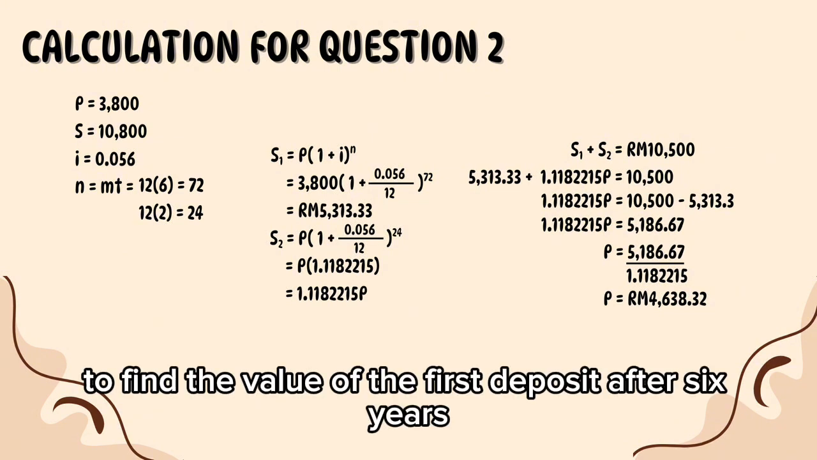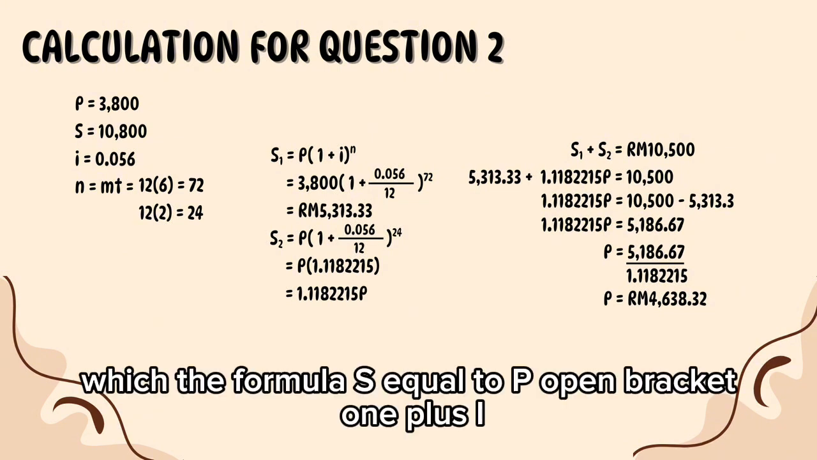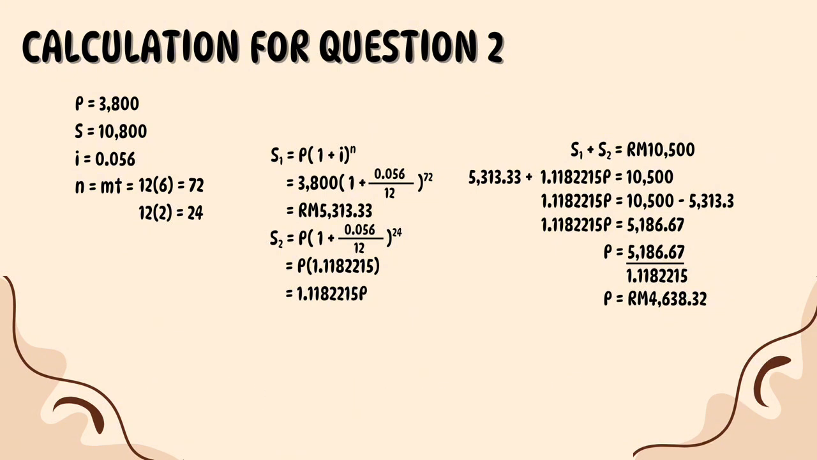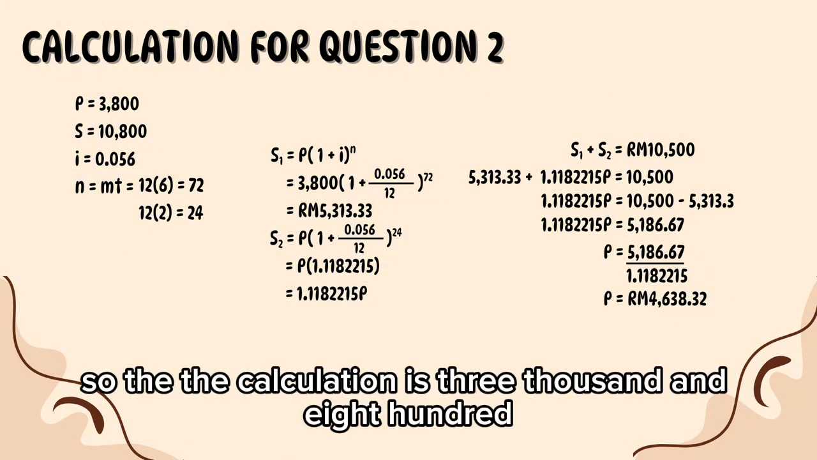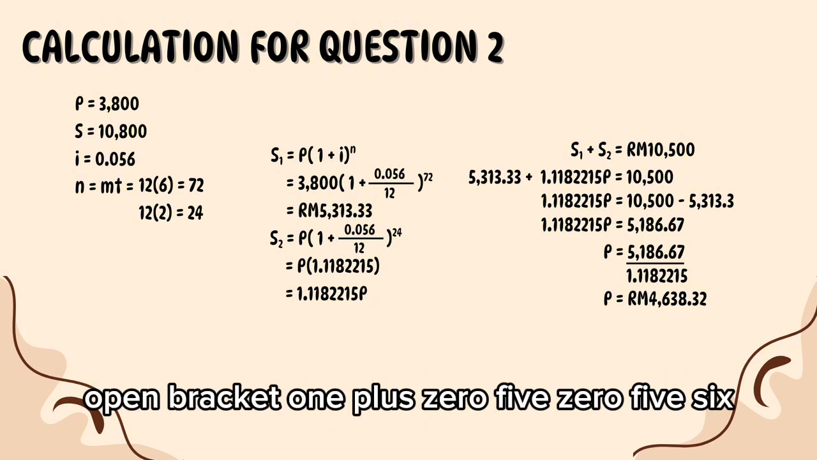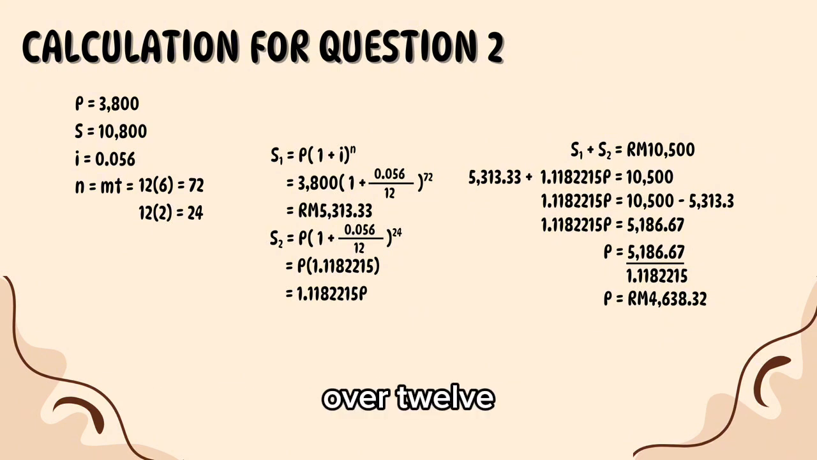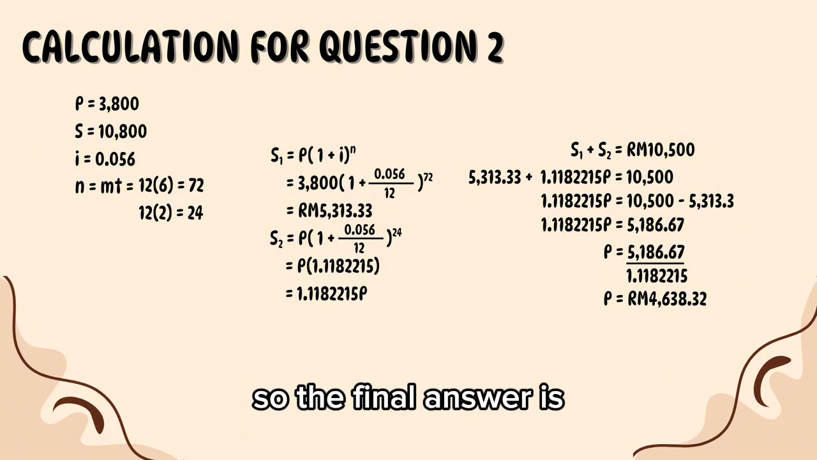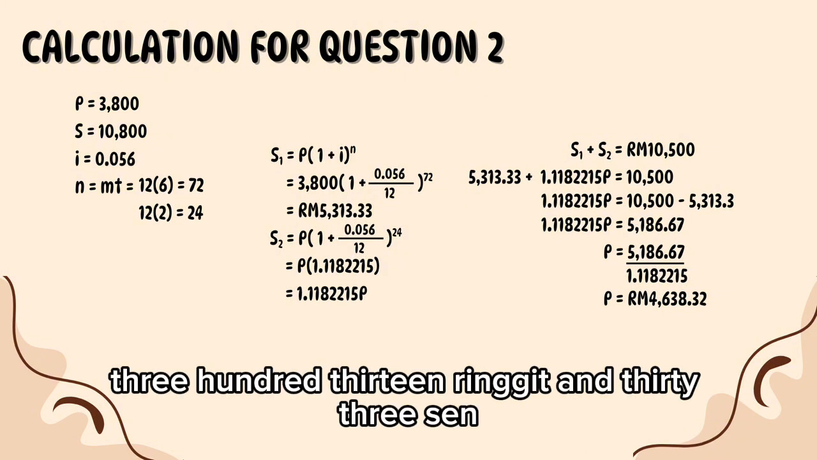To find the value of the first deposit after 6 years, use the formula S equals P open bracket 1 plus i close bracket to the power of n. So the calculation is 3,800 open bracket 1 plus 0.056 over 12 close bracket to the power of 72. The final answer is RM5,313.33.